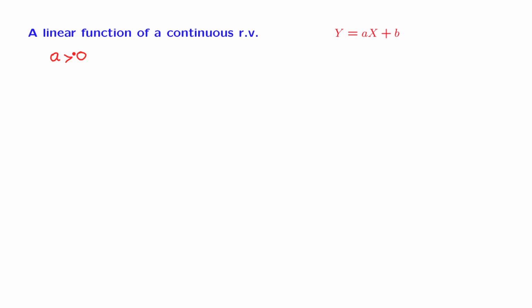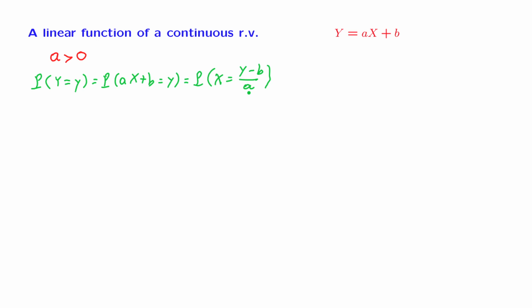We can try to work as in the discrete case and write something like the following. The probability that y takes on a specific value is the same as the probability that ax plus b takes on a specific value, which is the same as the probability that x takes on the specific value (y minus b) divided by a. This equality was useful in the discrete case. Is it useful here? Unfortunately not.